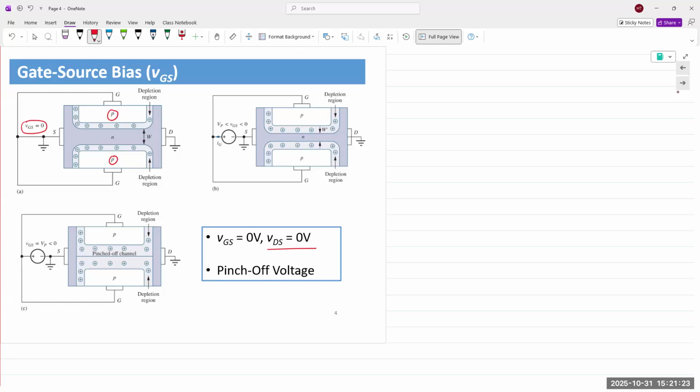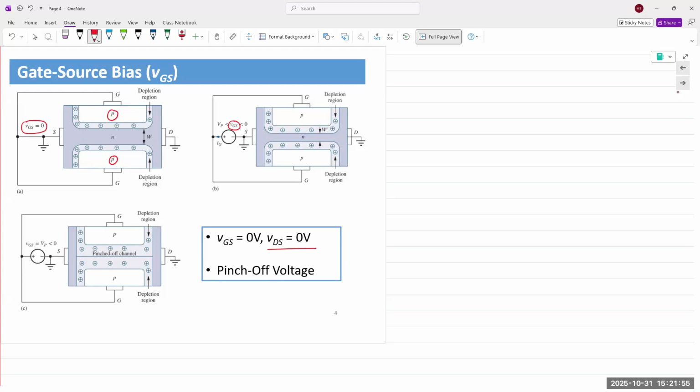Now we apply VGS and we bias the gate negatively to the source. So we are reverse biasing the gate with respect to the drain and source. So we are reverse biasing the gate with respect to the source. So VGS is negative for an N-type material.